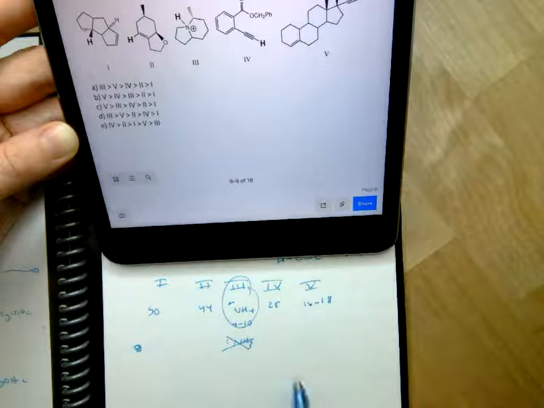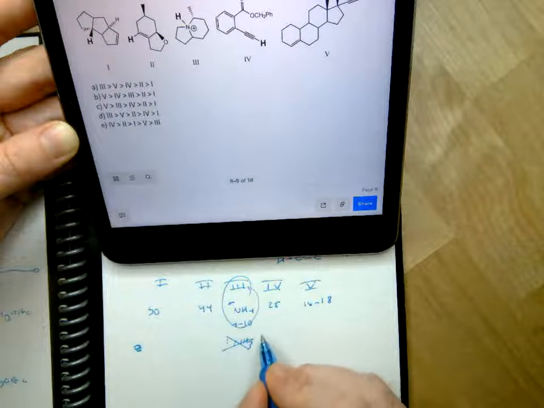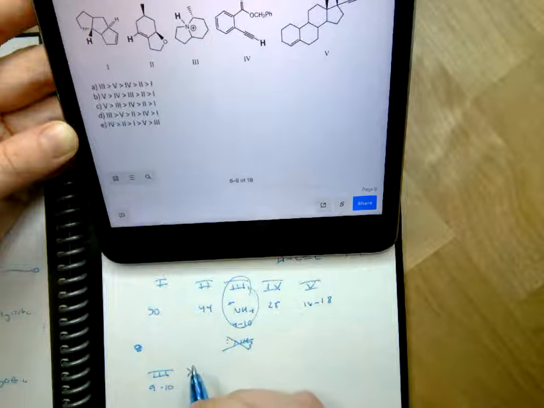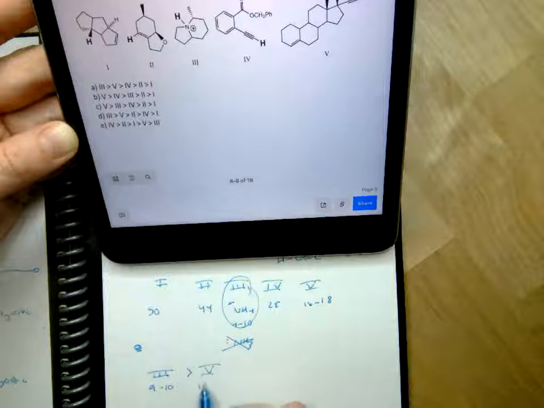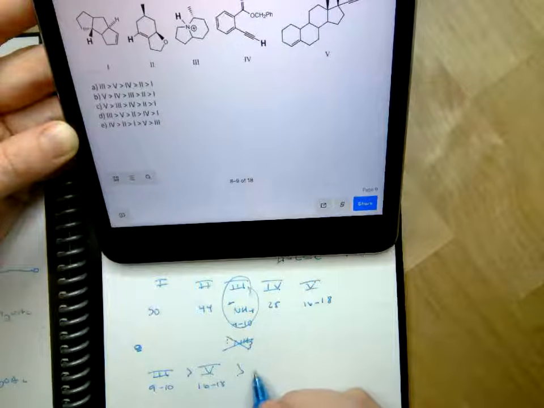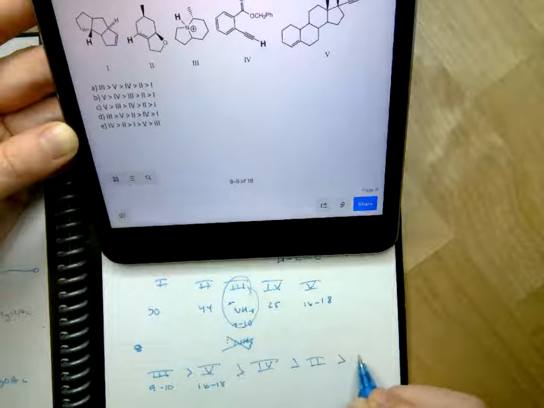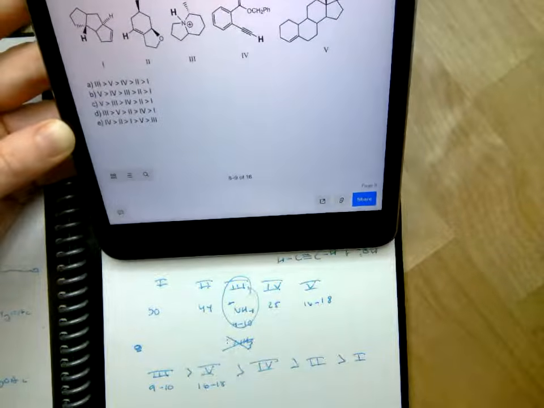So based on that, what are we ranking? Most acidic to least acidic. So smallest number is most acidic. So I'm going to say 3 with a pKa of 9 to 10 is more acidic than 5 with a pKa of 16 to 18, is more acidic than 4, which is 25, than 2, which is 44, and 1, which is 50.